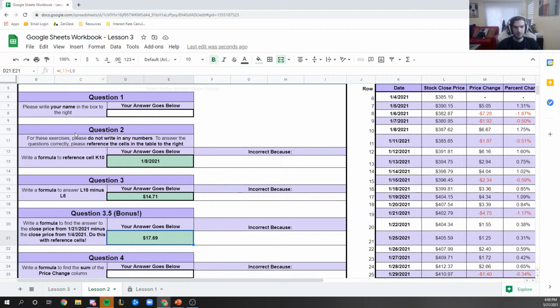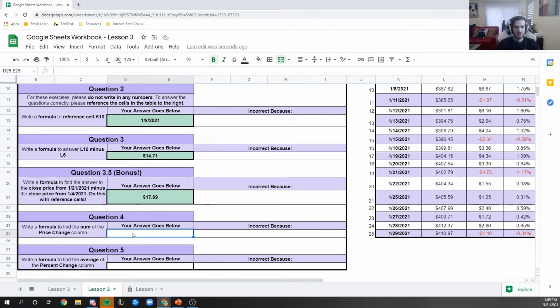So again, this is where it takes a little thinking, because it's not asking you to do this L19 minus L6. It's asking for the close price on these dates. So you need to put 1 and 1 together and say the price from the 21st is $402.79. The price from the 4th is $385.10. So we can do this: the price from the 21st minus the price from the 4th, and that gives us our answer.